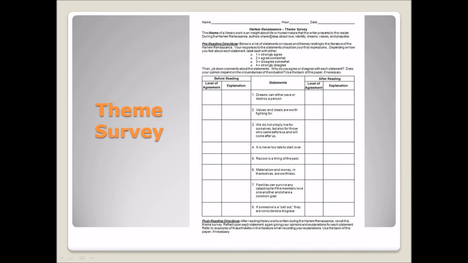After you get this information from today's lesson and you explore some of the works of the Harlem Renaissance, and then we also read A Raisin in the Sun, you will then go back and finish this assignment. And at that time, you will again go through each of these statements and you will record your level of agreement and your explanations for each of the statements. But this time, you will be basing your level of agreement and explanations on the literature that you've read, and you will disclose if you have any new feelings about the themes based on the reading that you have done in this unit.